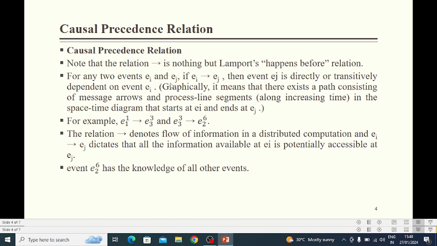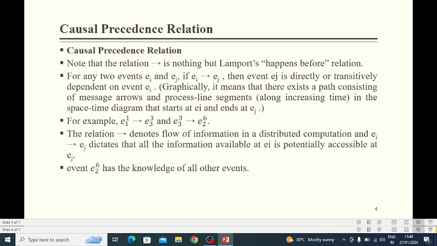Here, the relation arrow mark is nothing but the Lamport happens-before relation. For any two events, Ei and Ej, if Ei happens before Ej, then event Ej is directly or transitively dependent on event Ei. Graphically, it means that there exists a path consisting of message arrows and process line segments along increasing time in the space-time diagram that starts at Ei and ends at Ej.